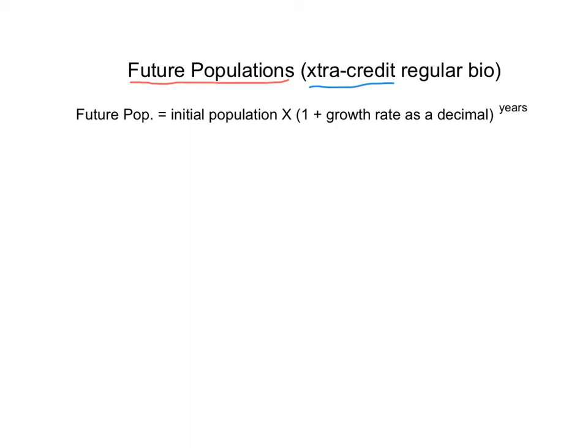It is the future population equals the initial population, the starting population, times 1 plus the growth rate as a decimal, and then you're going to do that to a factor of how many years in the future you want to look. For example, let's figure out the future population of Tulare. Let's go 50 years in the future. What is the population of Tulare going to be 50 years in the future?